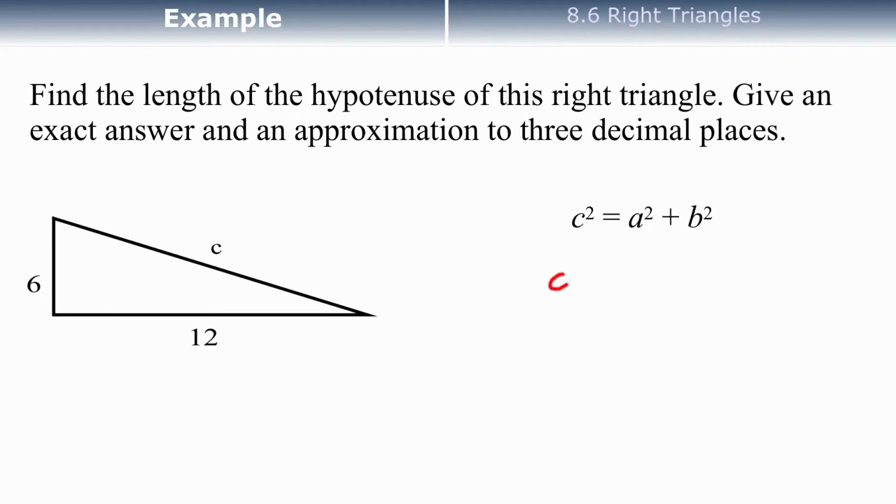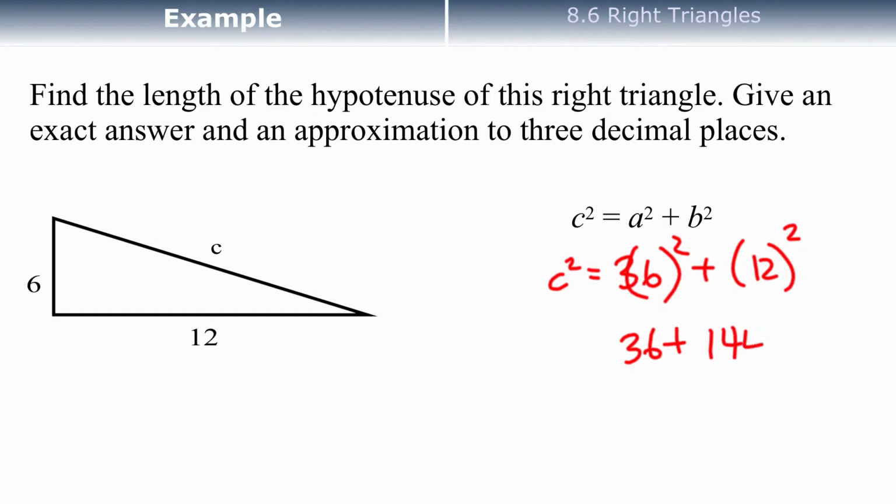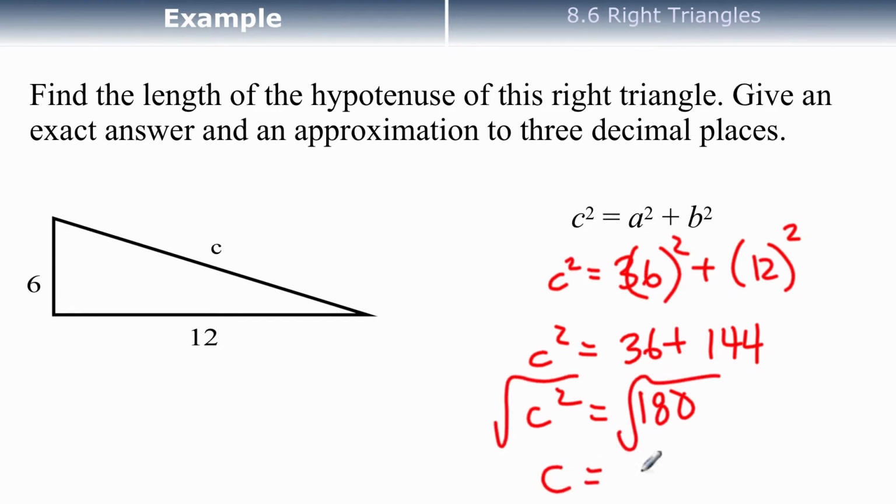Okay, so this one, c squared, again, I don't know c. A is 6, so 6 squared is 36, plus 12 squared. So that's 6 squared is 36 plus 144. So c squared is equal to that. So when you add those, I think that's 180. So c squared is equal to 180. So now I have to take the square root of both sides. So c is going to be equal to a plus or minus, but we'll just do plus, square root of 180.